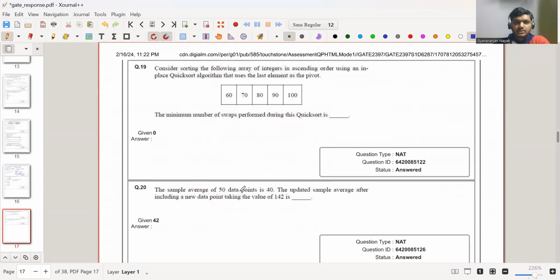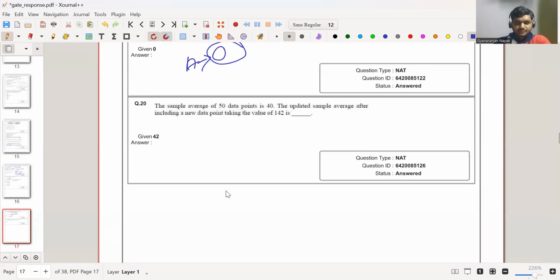Okay. Consider sorting the following array of integers in ascending order using an in-place quicksort algorithm that uses the last element as pivot. So here we choose 100 as pivot. What is the minimum number of swaps performed during this quicksort? So you notice the array is already sorted. Okay, the array is already sorted, so no need of swaps. So here the answer is 0.